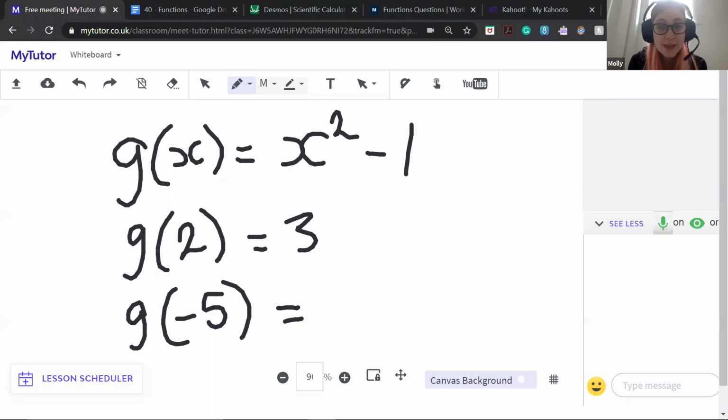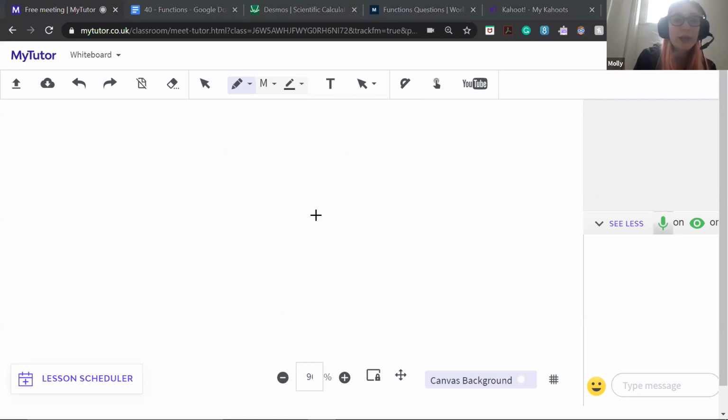The thing to remember here is that when we square minus 5, it becomes a positive 25. If you square a negative, you get a positive number. So this is 25 minus 1, which is 24. Awesome. Okay. And then finally, what if we have something like, let's call this machine H.